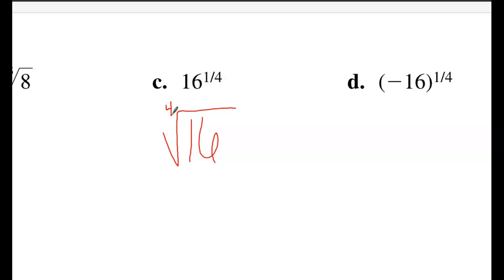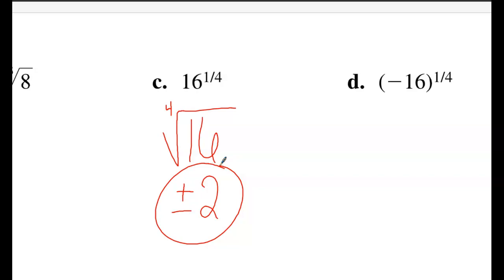So n is even or odd? Even, so how many answers do I have? 2. Positive and negative. So what times itself 4 times gives me 16? 2. So then my answers are positive and negative 2. Right? Okay, so for D, how do I rewrite that one?